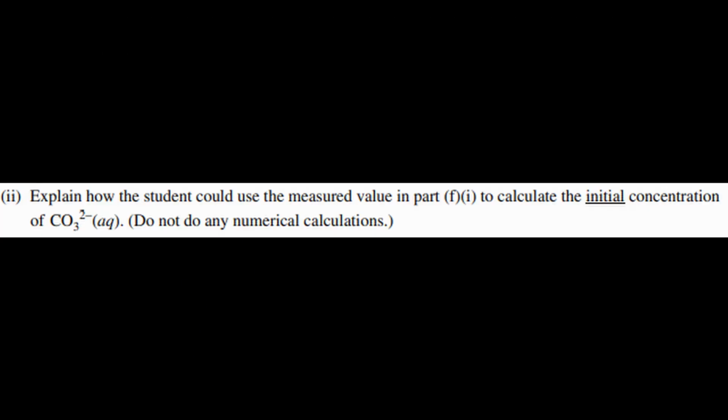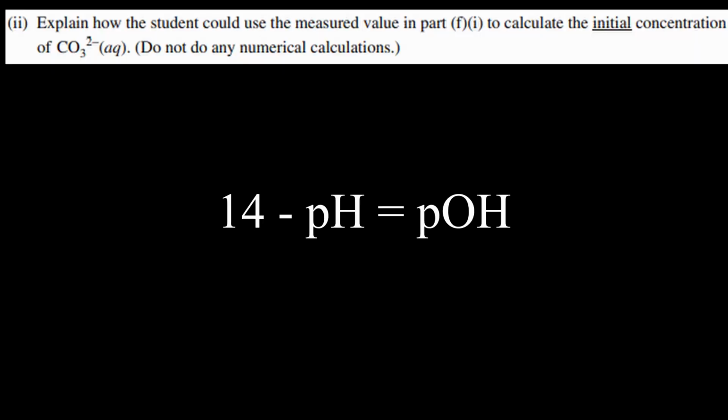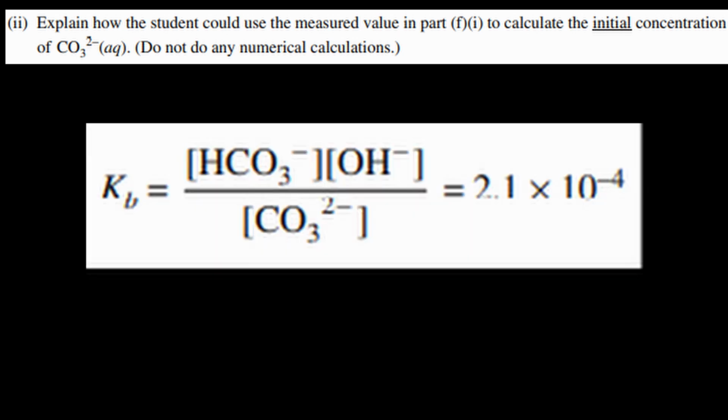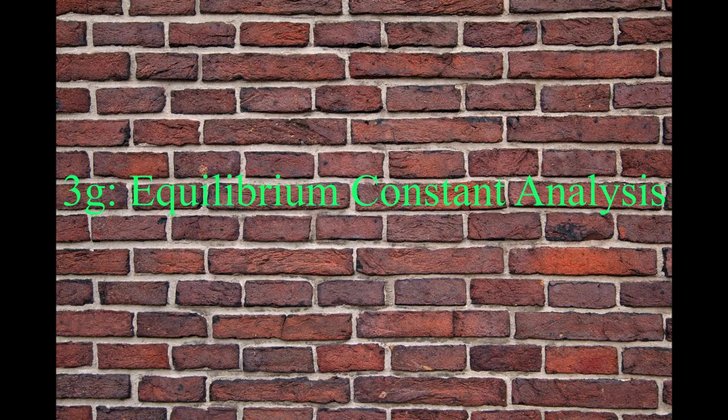Here, we don't even have to do any calculations. We just have to explain that the student would do 14 minus the pH to determine the pOH, and then put that to the -10th power to determine the OH concentration. Then, the student would substitute into the Kb expression. Remember that the concentration of OH is equal to the concentration of HCO3, and solve for the concentration he's looking for because we already have the Kb.